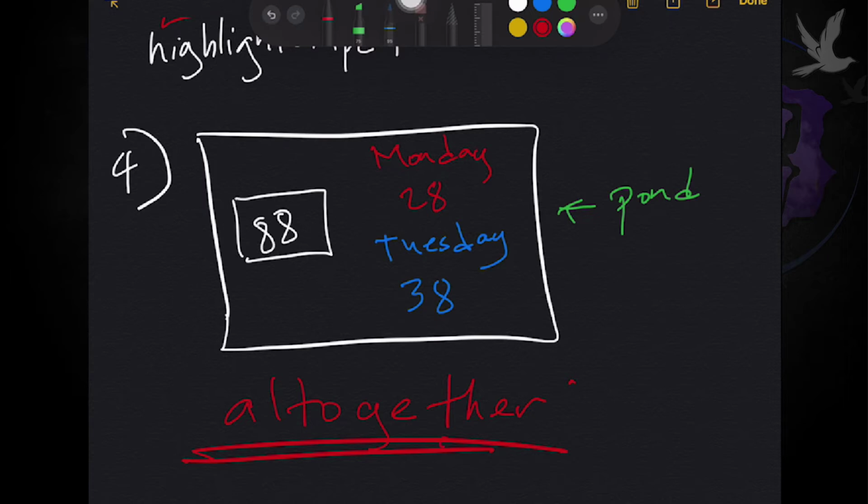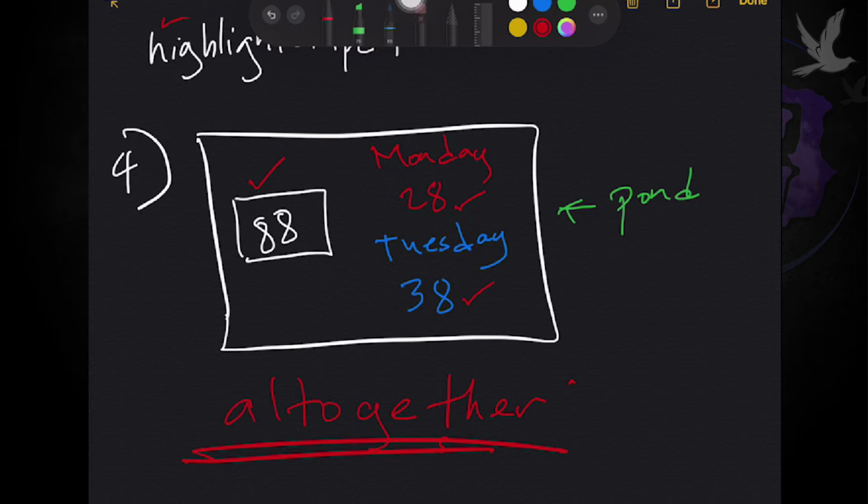I wonder what you're supposed to do. Okay? Originally, the person already has 88 koi fish in a pond. Then on Monday, 28 was added. And on Tuesday, which is today, 38 are added. Okay? So the question is, how many koi fish are there in the fish pond altogether after the 2 days?